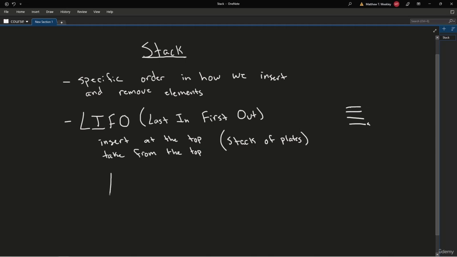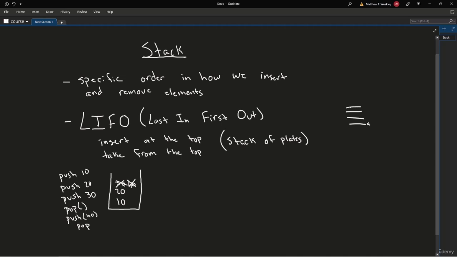So when we look at a stack, we'll say that this is our stack. We will say push 10. Well, now we have 10 here. And then if we push 20, now we have 20 here. Push 30, now we have 30 here. But then if we call pop, now 30 is gone. And then if we push 40, now 40 is here. And if we call pop again, now 40 is gone.